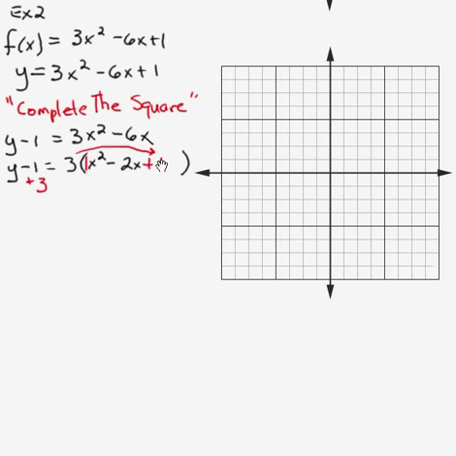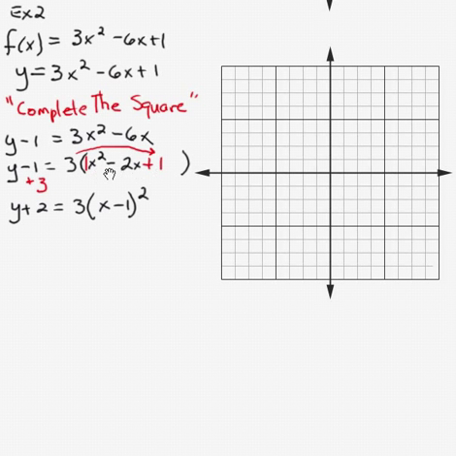So by adding a 1 inside the parentheses, I really added a 3 to the right side of the equal sign, the right side of the equation. So to keep the equation balanced, I must add 3 to the left side of the equal sign as well. And on the left side, negative 1 plus 3 is 2. On the right side, leave the 3 alone.